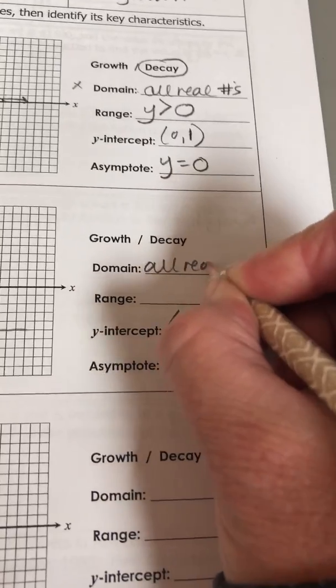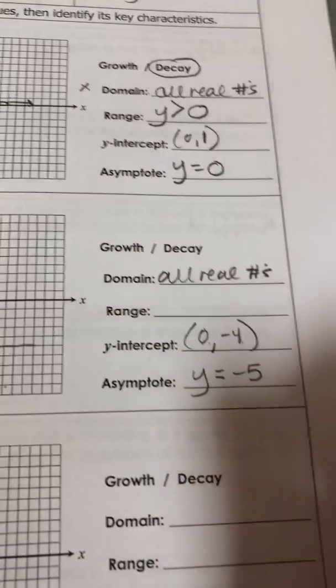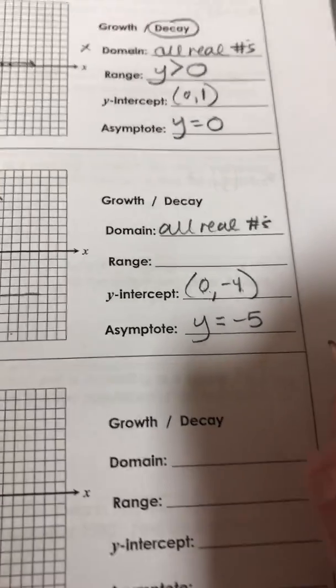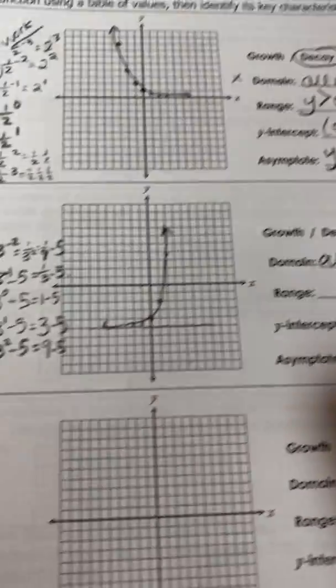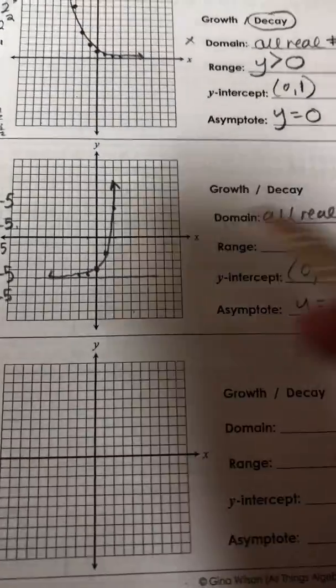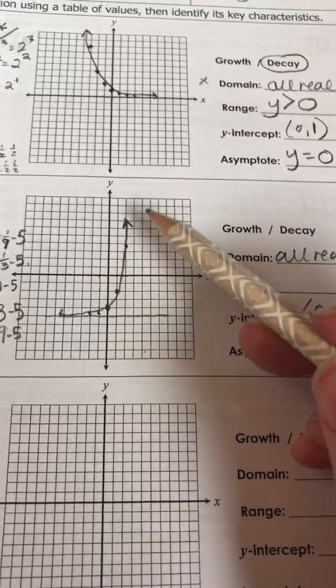So these are just all real numbers that I could put into my little system here, my function. And the range, remember, is all the output. So if I look back at my graph, what kind of range? So what kind of output do we have?